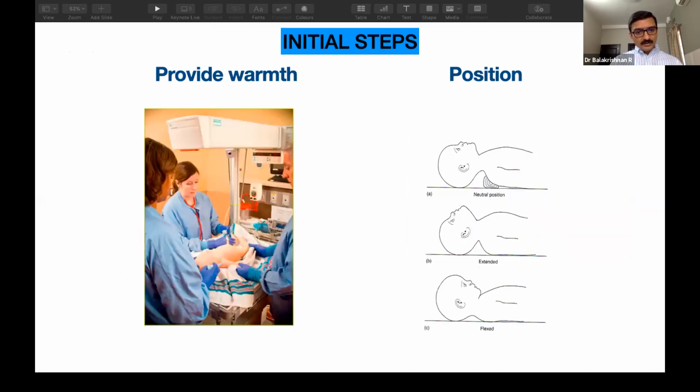So how do we provide warmth? If the baby is not breathing or crying, the cord is cut immediately and the baby is transferred to the warmer, and warmth is provided by placing the baby underneath the warmer. And positioning: the baby has to be positioned in a neutral position or the sniffing position. And we should make sure that the baby is not either hyperextended or hyperflexed, which can block the airway.